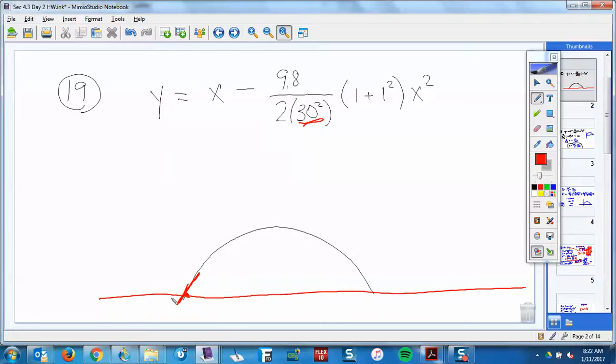Well, y is your height, and x is how far it goes. This is kind of related to our parametric equations, except they're not parametric. It's just a y and x equation.